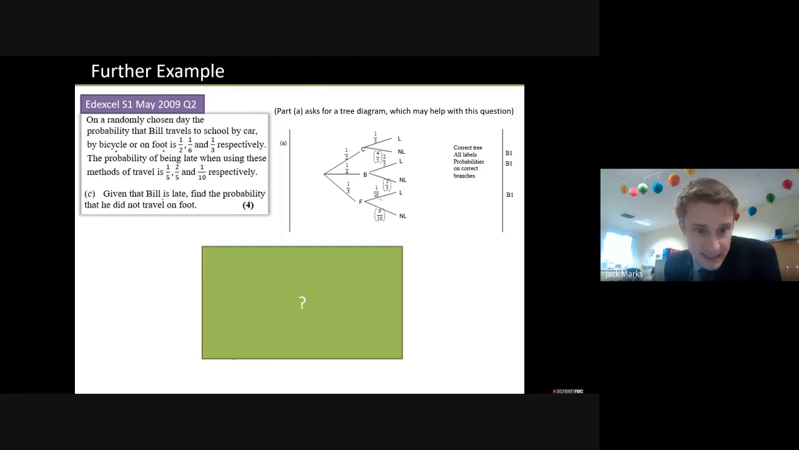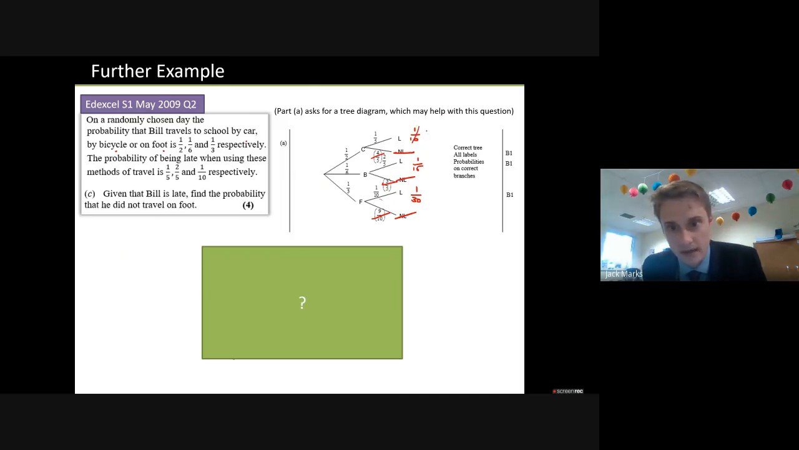So what are we doing? Given that Bill is late, where are we if we know that he's late? Well, we're not on any of these because we were told that he was late. So we're not interested in any of those branches at all, so you can get rid of all of those numbers there. So we're either on this branch, a fifth multiplied by half, so that's a tenth. Or this one here, a sixth multiplied by 2/5, so that's 2/30 or a 15th. Or we're on this one here, which is 1/30. So this is our total that we're going to have a look at.